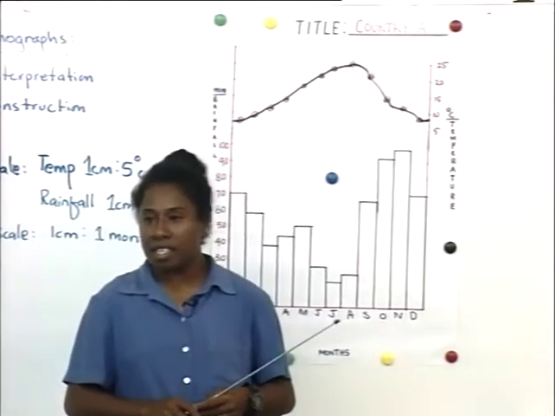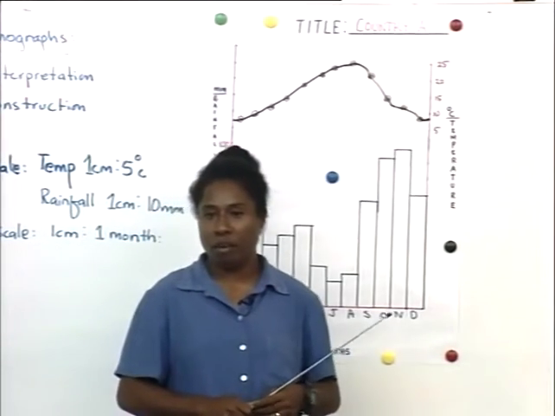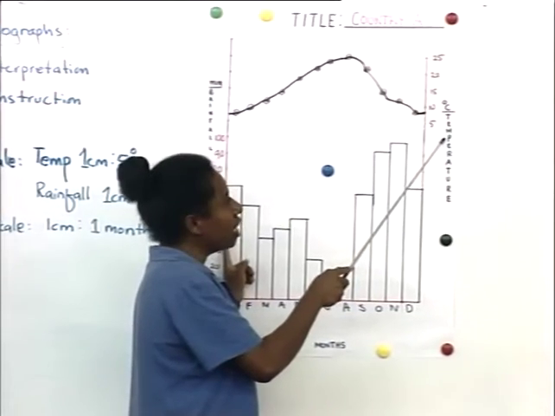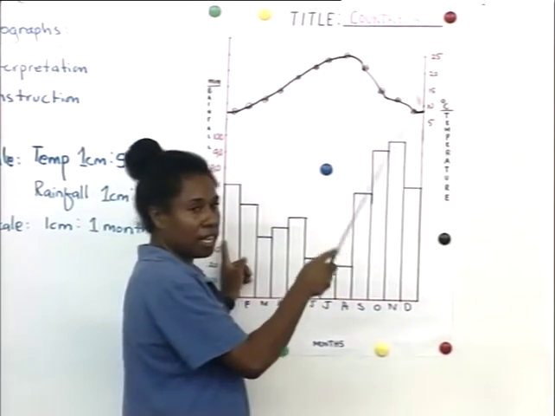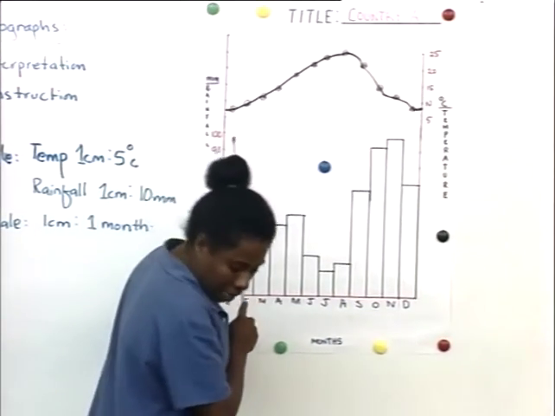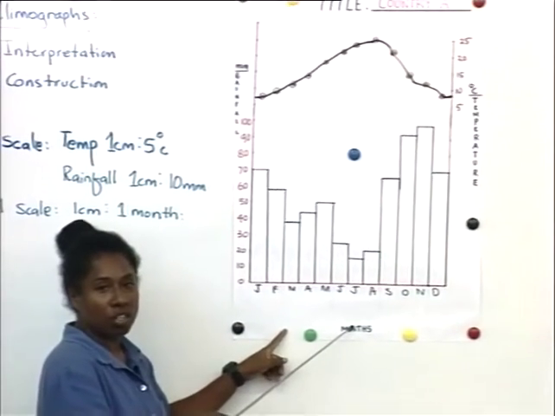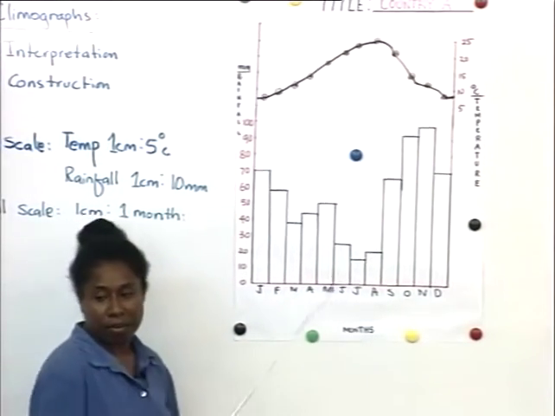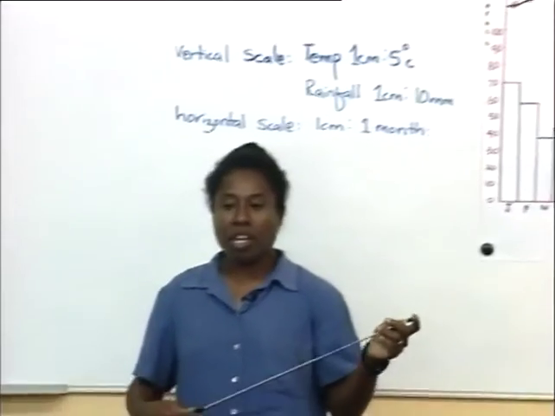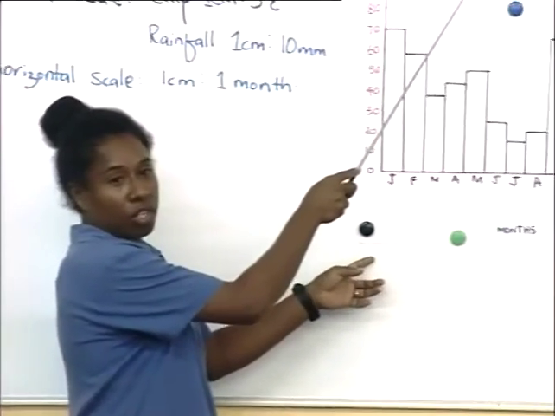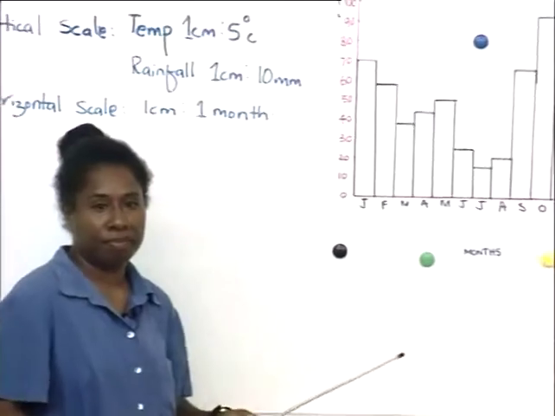Check, are all the axes of your graph labeled? Yes, okay, double check. You must have temperature in degrees Celsius on the right-hand side, rainfall in millimeters on the left-hand side, and months of the year at the horizontal axis. And also, if you had plotted accurately, your graph should look like what is shown here on the chart.